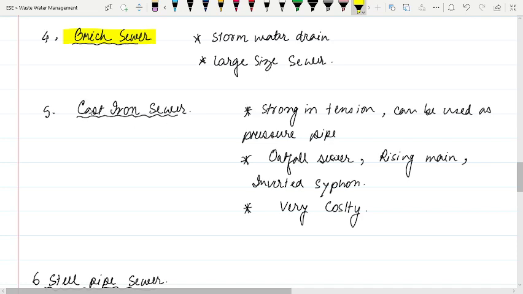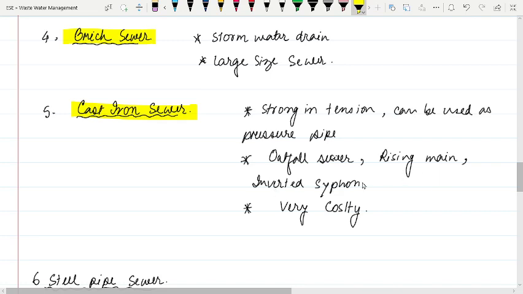Similarly, we have cast iron sewer. Those are strong in tension and can be used as pressure pipe. Generally, whenever there is involvement of a pump in sewer pipes, we have to use cast iron sewer. It is generally used in outfall sewer, that means during disposal, and in rising main, which is connected with a pump.